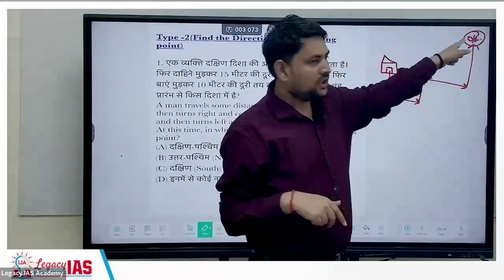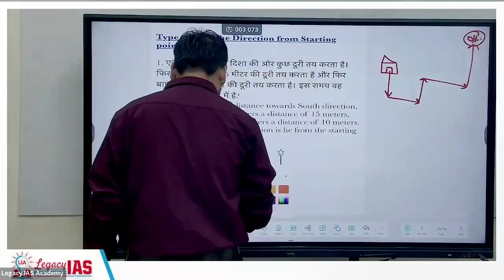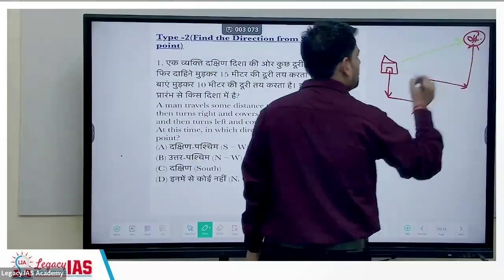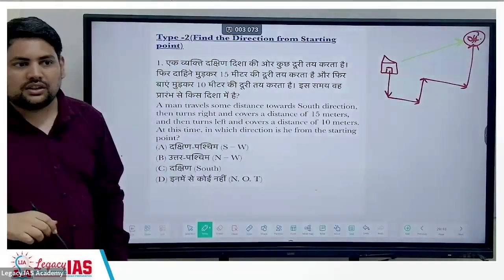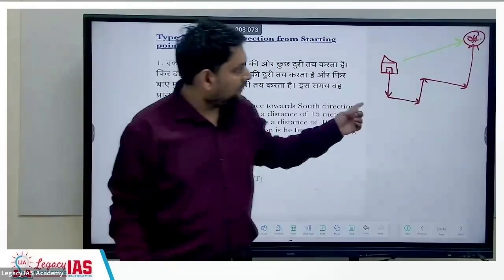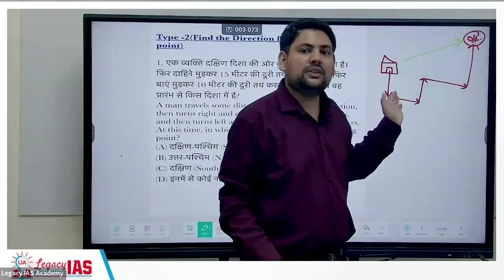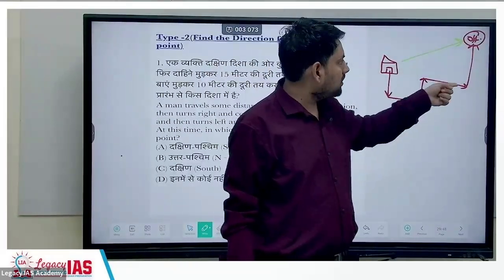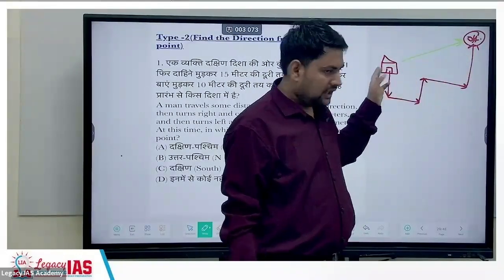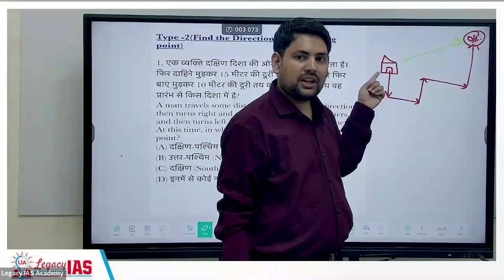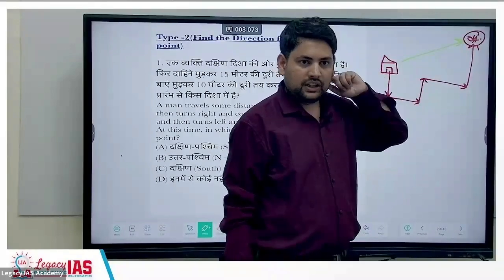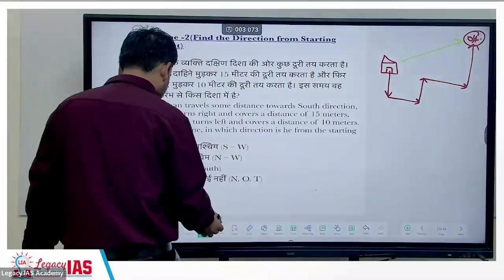So from starting point, which direction it is? This you will find by connecting these 2 points. So this is the direction from the initial point. So if it was a previous type of question, we will say he is now moving towards north. But in this type of questions, from initial, where he is moving? North east.